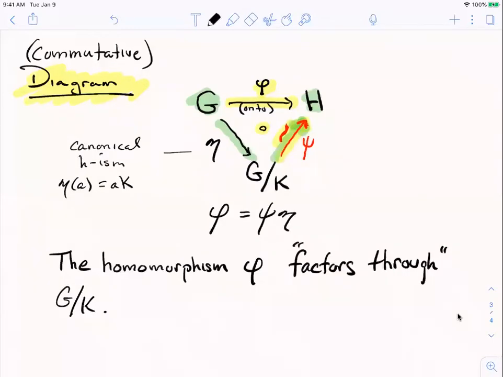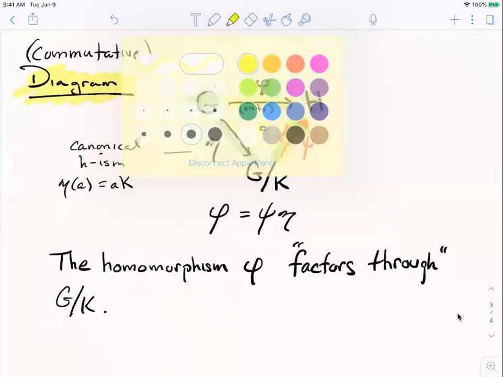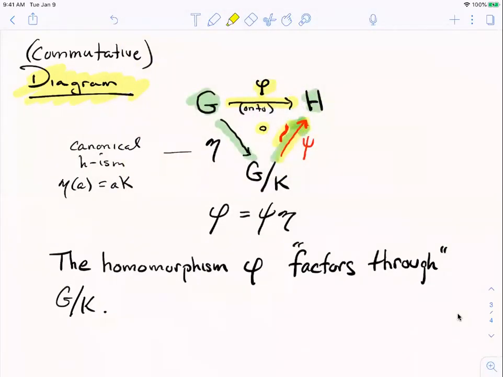Cool. So that's the pictorial version of the fundamental homomorphism theorem, that this phi can be broken down into the composition of eta and psi. I have to wait for my message to go away. Complicated world. Sometimes people say the homomorphism phi, quote unquote, factors through G over K. It factors in this sense. I've written phi as a product in the sense of a function composition of two other functions.